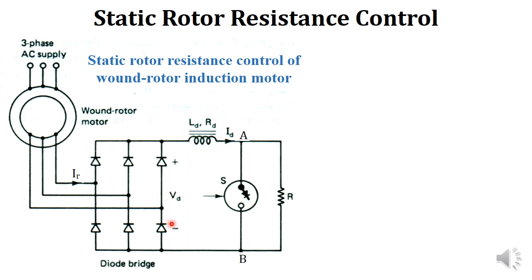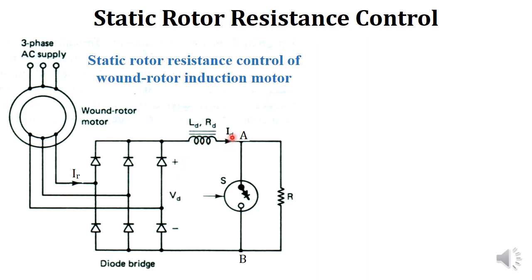This is the circuit diagram. Here, this is a slip ring induction motor. Since the rotor resistance of a squirrel cage induction motor cannot be varied, this method cannot be used for squirrel cage motors. It is used only for wound rotor or slip ring induction motors. So this is the stator winding. The stator is given a three-phase AC supply, and this is the rotor. From the rotor, we are taking out the rotor terminals, and they are connected to a diode bridge rectifier.